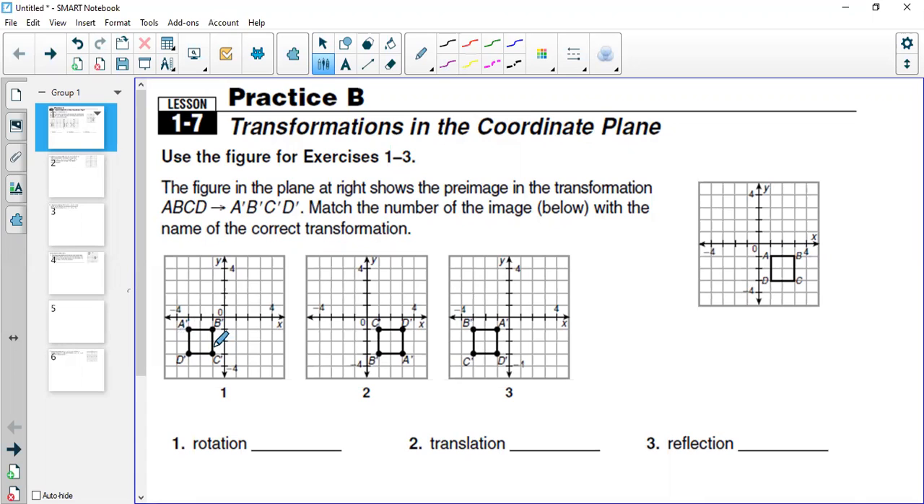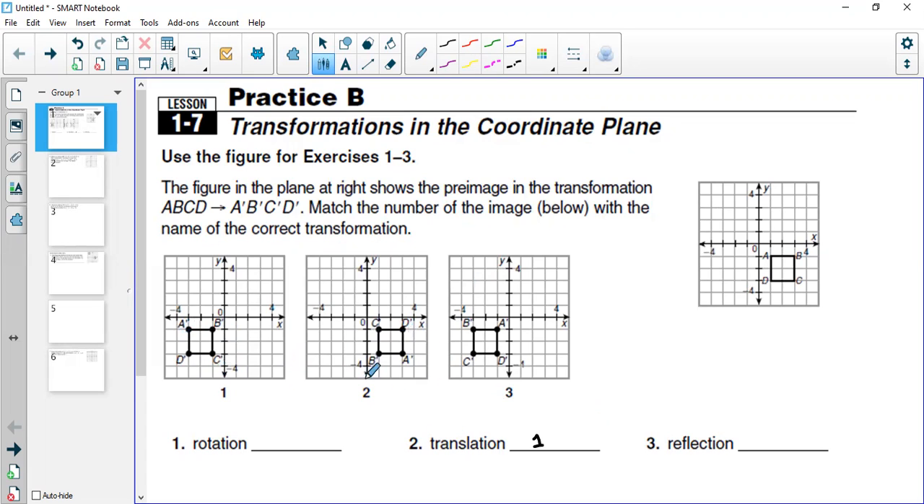The coordinates have not changed. The figure has just been moved to the side. So that is, what kind of transformation is that? That is translation. So we put number 1 here.